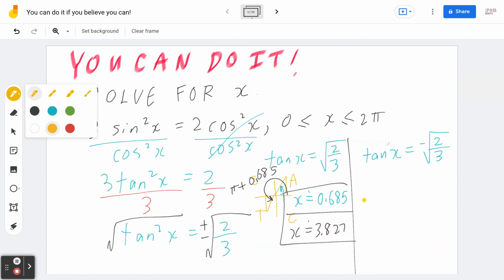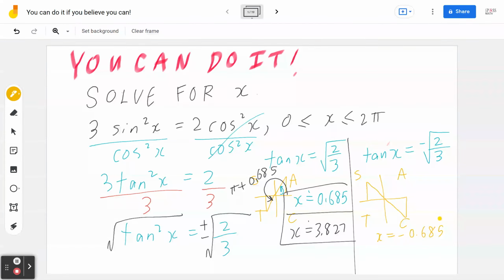Likewise, if you look at the second column, again, I'm thinking about CAST, except in this case, I want to figure out in which quadrants tan x would be negative. So again, in this case, it's going to be quadrants number 2 and 4. I go back, I grab the calculator, again making sure you're in radian mode, take the inverse tan of negative the square root of 2 over 3. So in this case, one possible answer is x equal to negative 0.685.